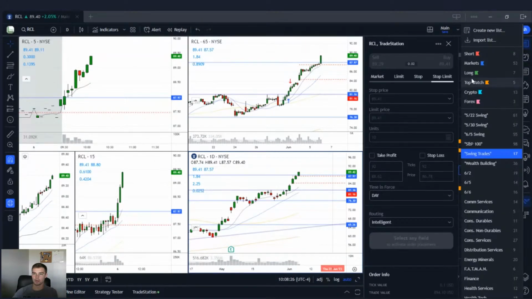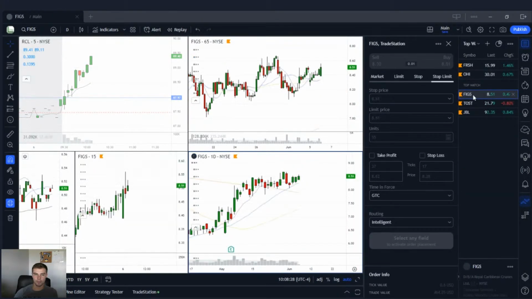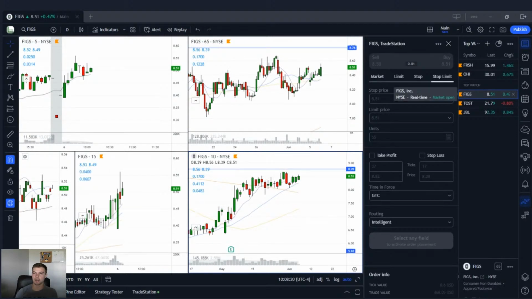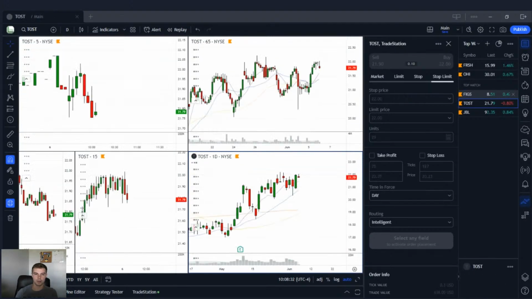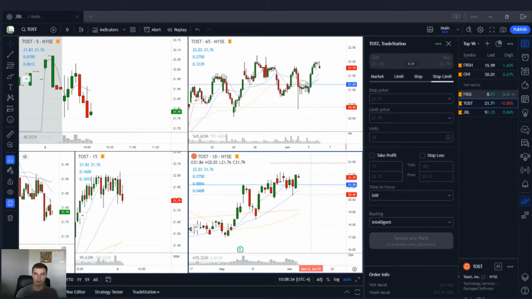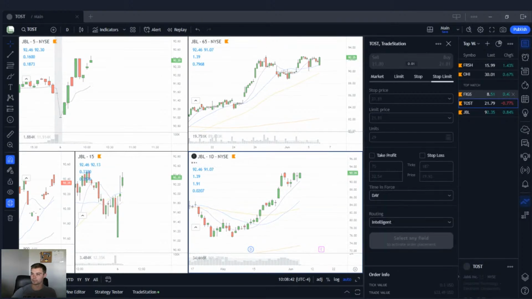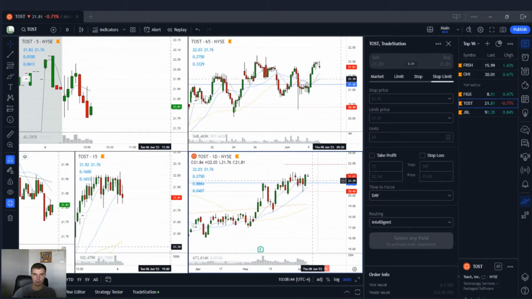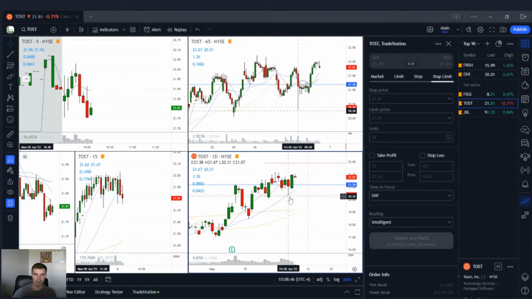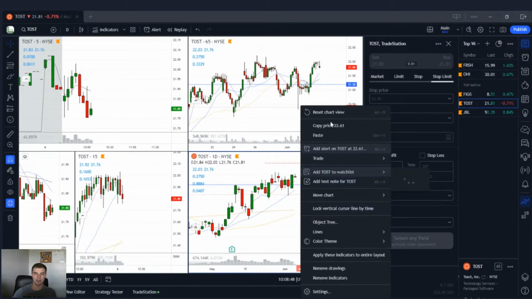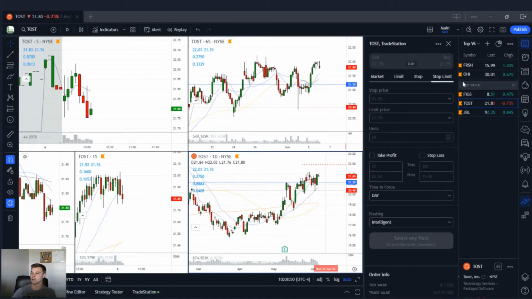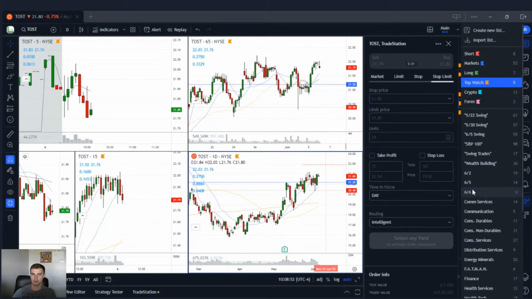Let's see what anything else is doing good. Figs. I might be getting into a trade on Figs here soon. Toast still looking interesting. JBL looking very interesting, man. If this thing doesn't trigger higher today, definitely gonna be into that tomorrow. Man, this Toast is so annoying. It literally just triggered me out by freaking pennies. Freaking pennies, man.